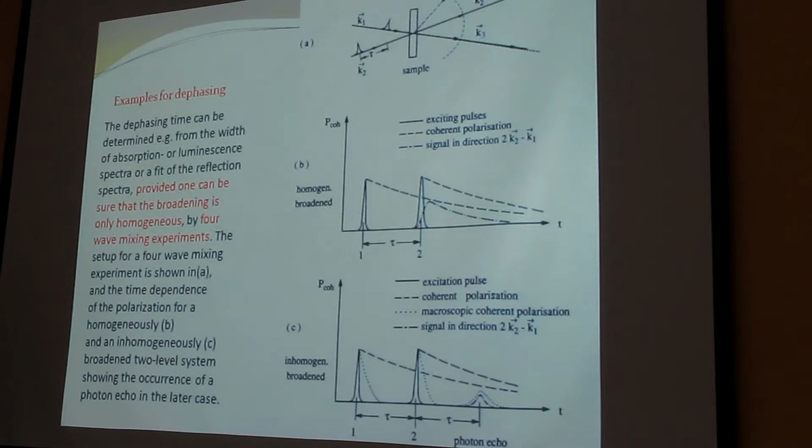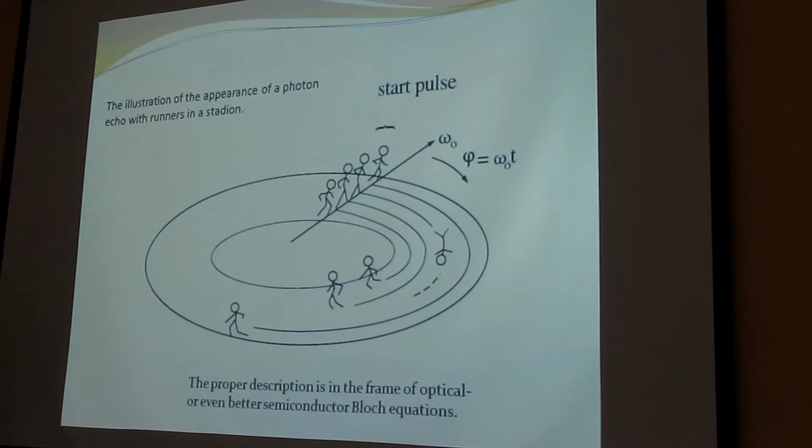This photon echo can be calculated using optical Bloch equations or semiconductor Bloch equations. I want to explain it here in a very simple way. It's a type of phase reversal. Assume we have our oscillators here. The first pulse says start, and they start running. Everybody has a slightly different frequency, so one runs a little bit faster, the other one slower. Some undergo a scattering process. Even if they continue to run, they are out of phase, they are out of the game.